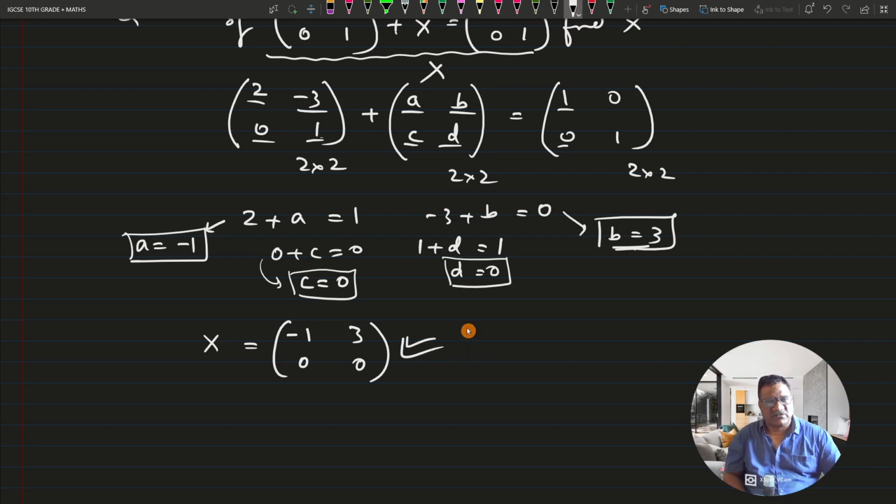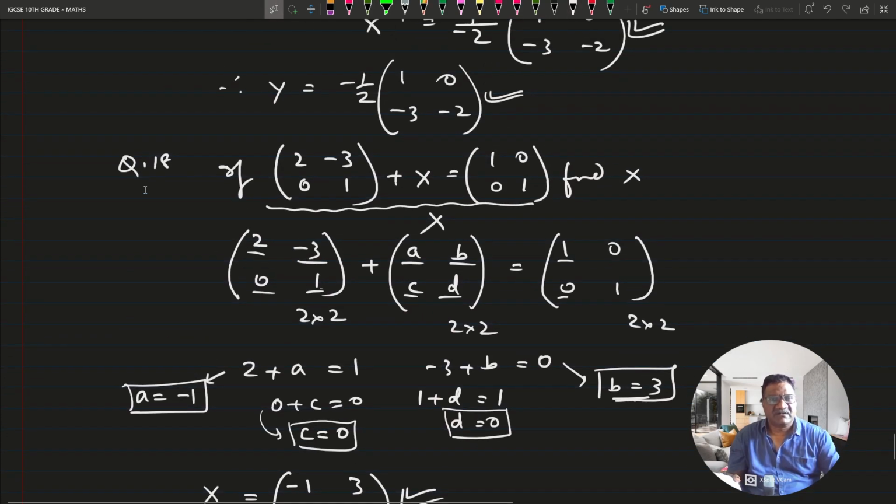Okay, so the question was find X if from this equation. So let us check the answer behind. So for question number 18, the answer is minus 1 and a 3, and then 0 and minus 3. There's a minus 3 over here. D should be minus 3. Okay, now there is some mistake over here. The matrix is, okay, this is not 0. By mistake I had, okay, it is a 0.